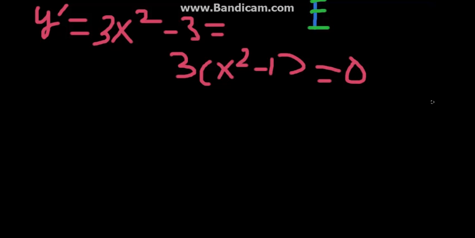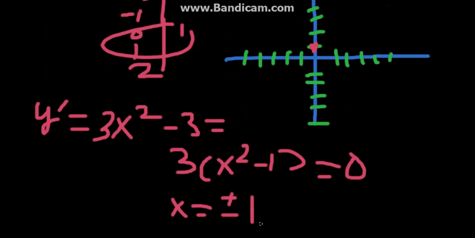So we'll set that equal to 0. And to make this true, x has to be 1 or -1. Because -1 squared is just 1 minus 1, which is 0, times 3, which is 0. Same thing with 1. So we know where our critical points are. It's at 1 and -1.